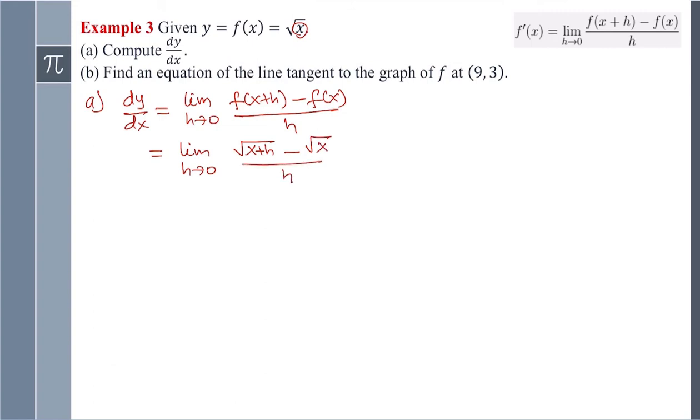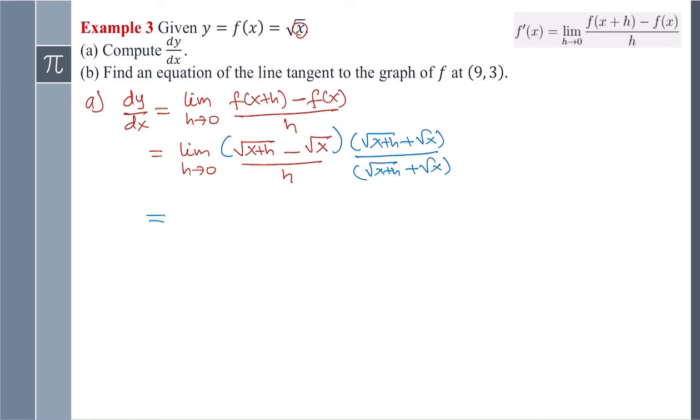Now we know that we have done this type of limit, so we have a radical. If we plug in h equals 0, we get 0 in the denominator. Then that means we are going to multiply by the conjugate of this numerator, which is square root of x plus h plus square root of x, divided by square root of x plus h plus square root of x.